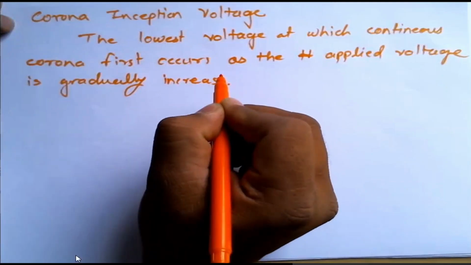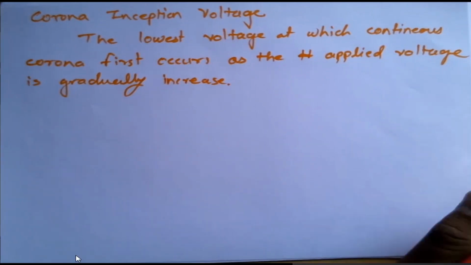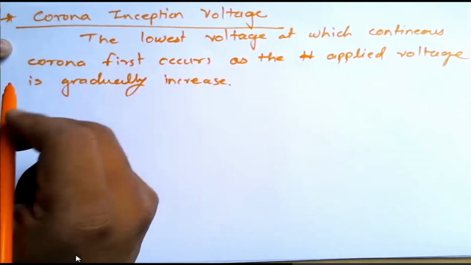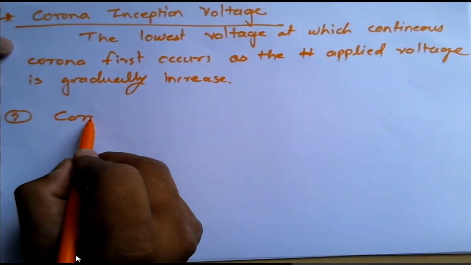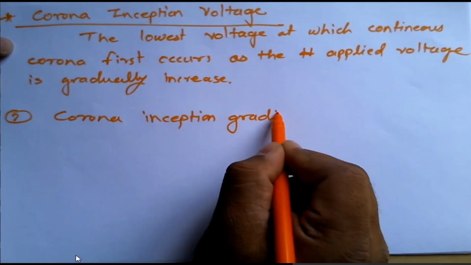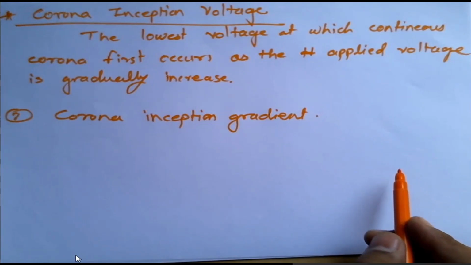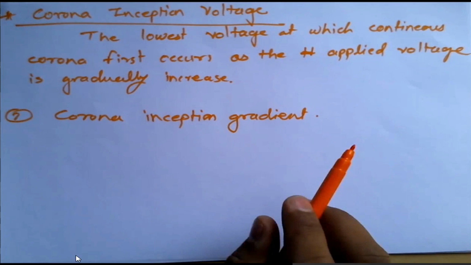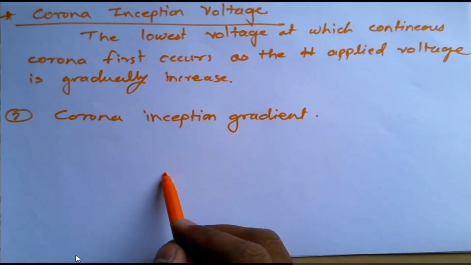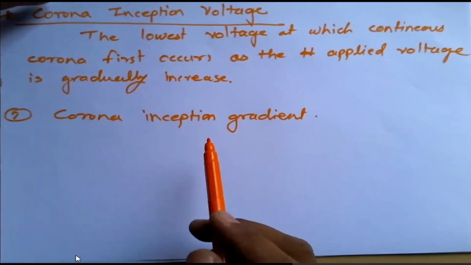This increase should be beyond the breakdown voltage. Now, similarly, there is the corona inception gradient. Are you getting it or not? Okay. So what is corona inception gradient? It is the gradient on that part of the electrode surface at which continuous corona first occurs as the applied voltage is gradually increased, meaning a gradual increase in applied voltage will cause the production of corona.